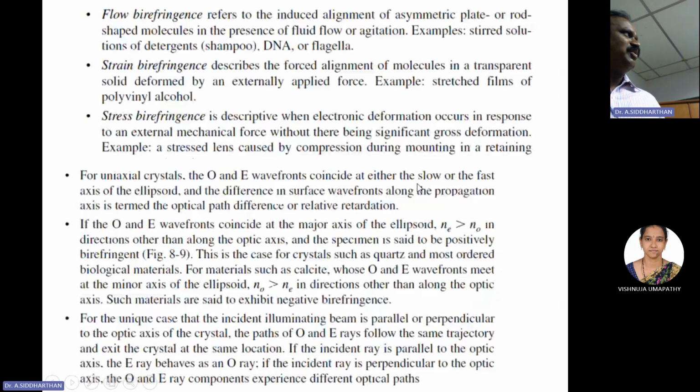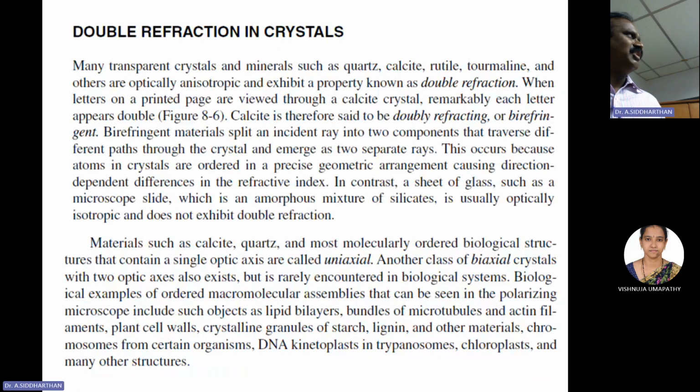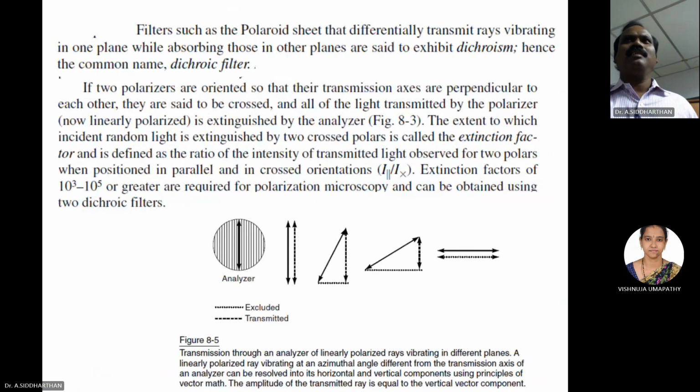So what is polarization? It is the vibration front of light. Any light source will be unpolarized; it will vibrate in all directions. If you want a particular polarization to come into the picture, I have to put some kind of dichroic material or a polarized sheet, so only one type of polarization will come out.